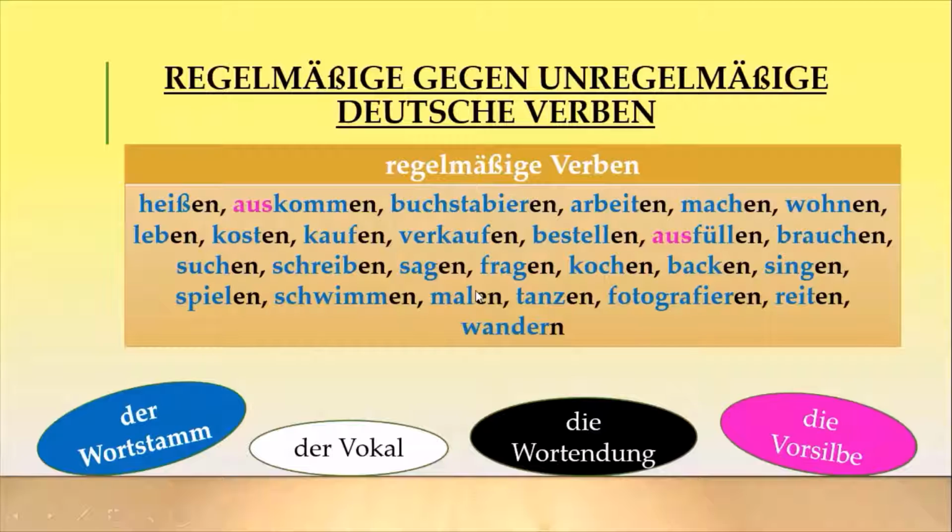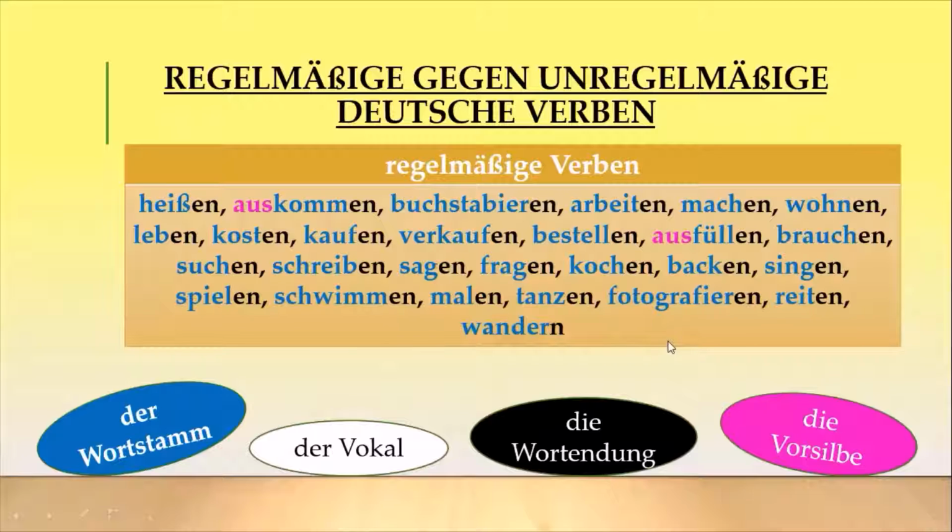And this word stem is represented by the blue part of the verbs in this box. And this is the part of the word or the verb that will not change but remain as it is. Now, every word and every verb has one or more vowels. A vowel is der Vokal.